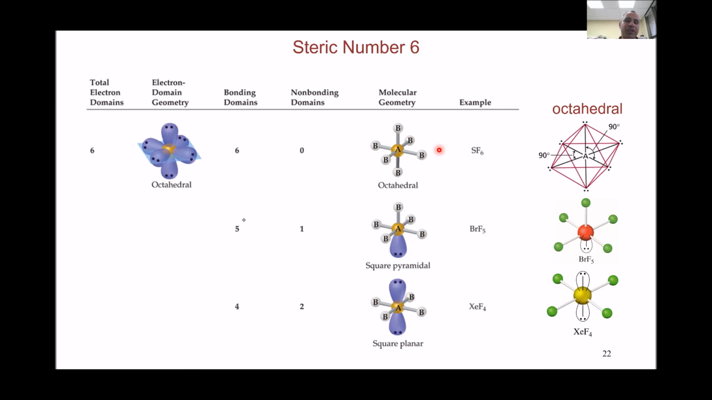But if it's using 5 domains in bonding and 1 occupied by a lone pair, it's going to be any one of them because all these positions are identical. So it's not going to make a difference for the lone pair to occupy any one of them. And the result is going to be a tetragonal pyramidal shape. An example for that is the BrF5 molecule.